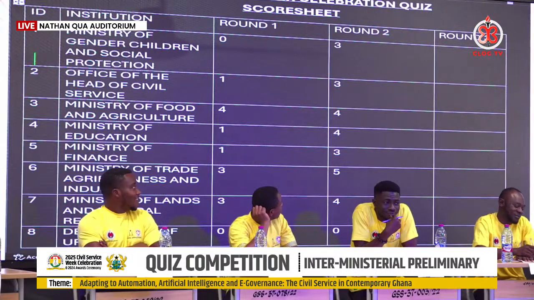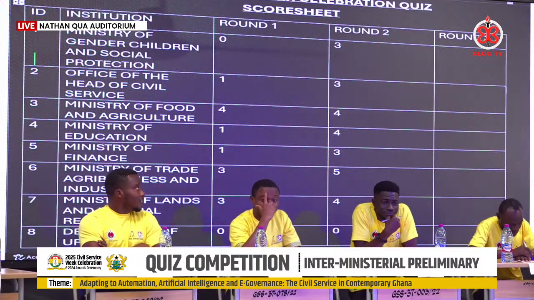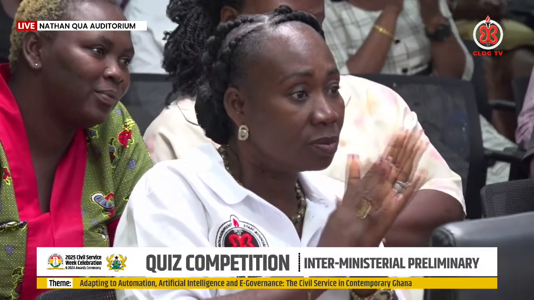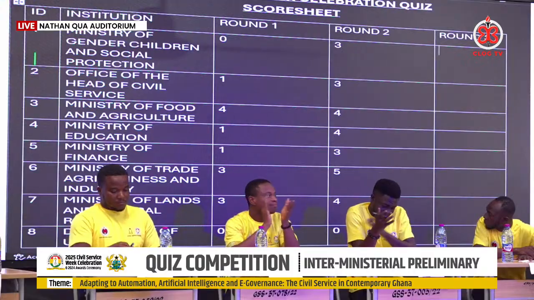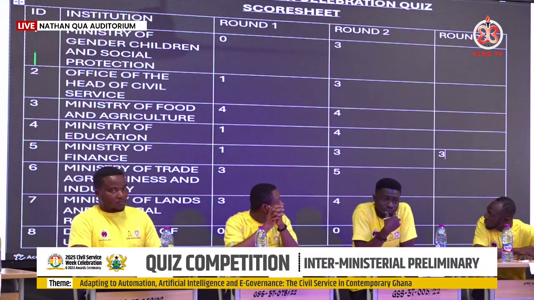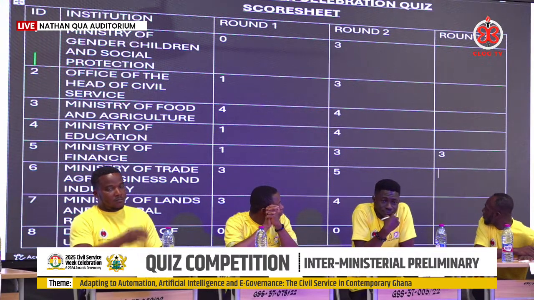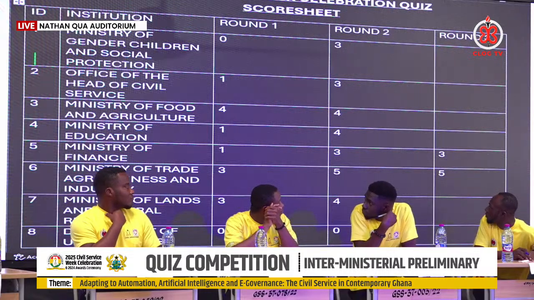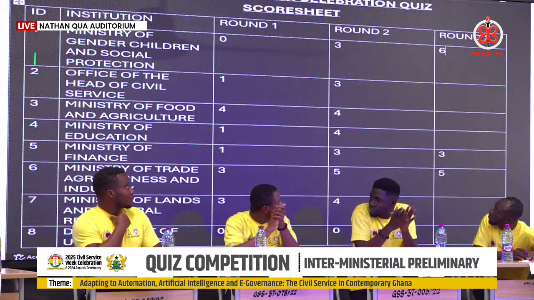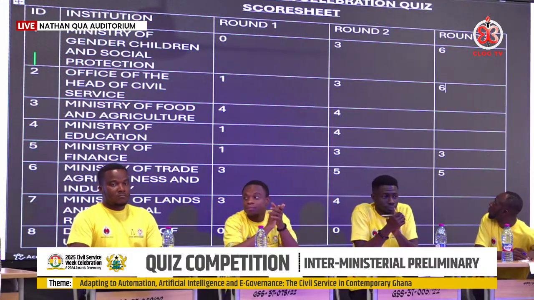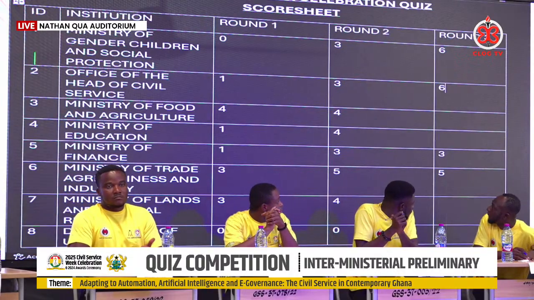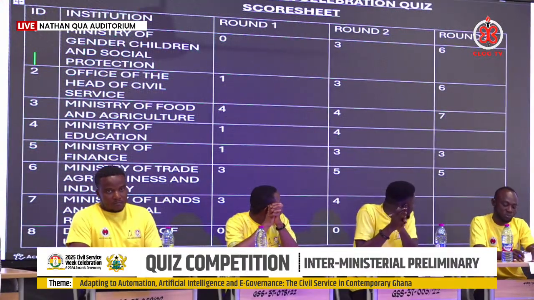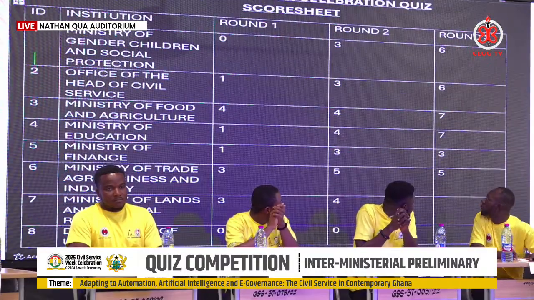So at the end of the third round, the score is as follows. Department of Urban Roads, 3. Please give them a round of applause. Ministry of Finance, 3. Ministry of Trade, Agribusiness and Industry, 5. Ministry of Gender, Children and Social Protection, 6. Office of the Head of Civil Service, 6. Ministry of Food and Agriculture, 7. Ministry of Education, 7. And Ministry of Lands and Natural Resources, 8.